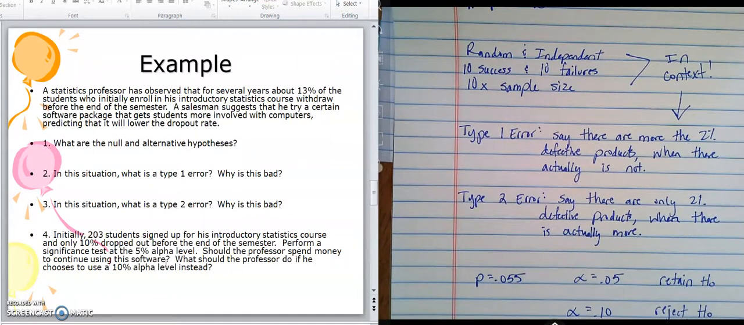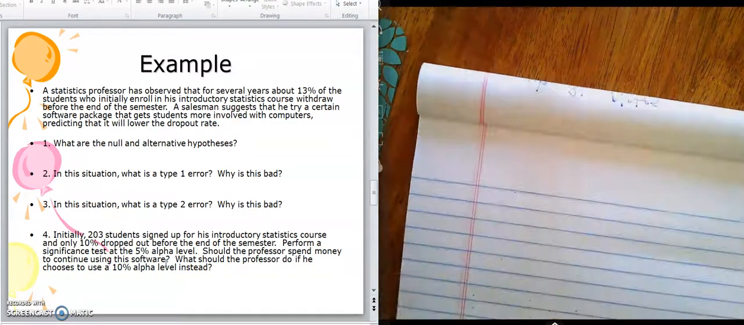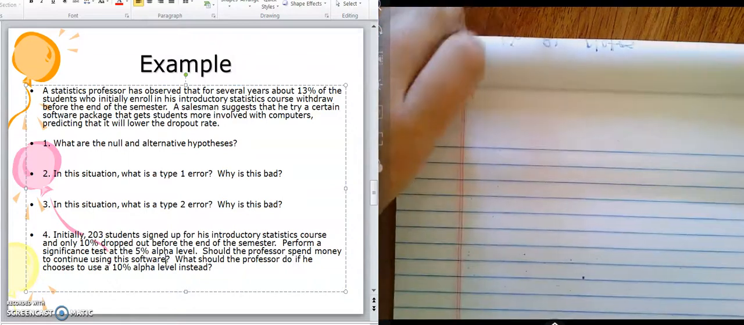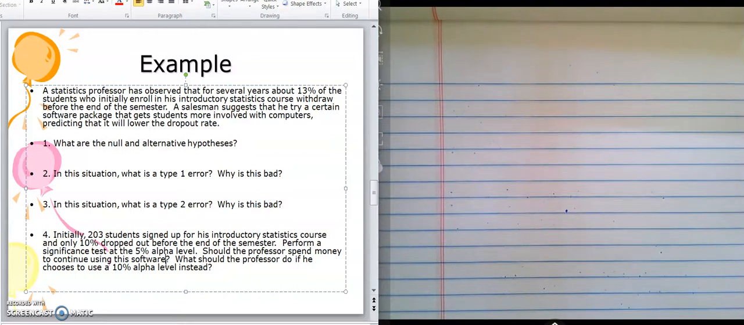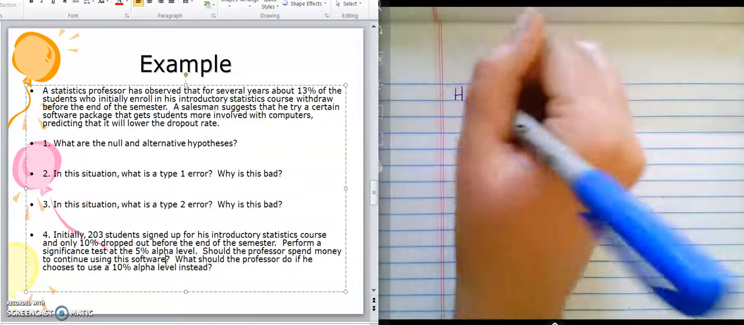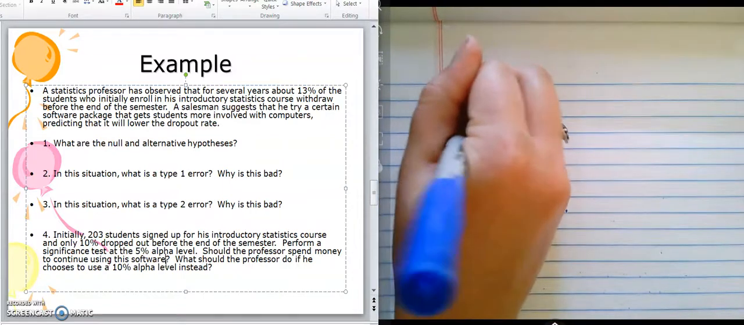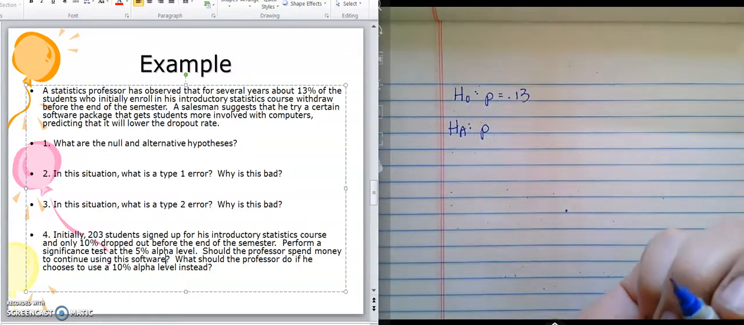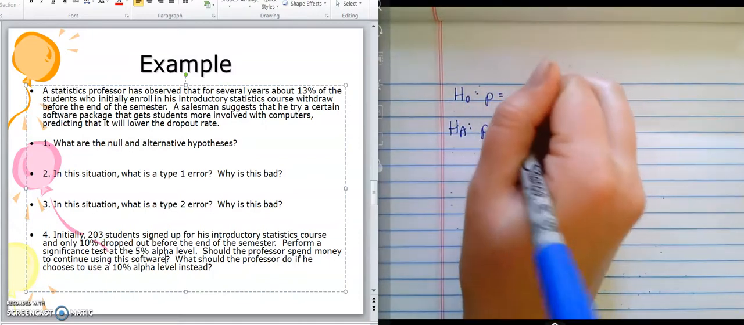All right, one more example. Flip over. It says a statistics professor has observed that for several years, about 13% of the students who initially enrolled in his introductory statistics class withdrew before the end of the semester. A salesman suggests he try a certain software package that gets students more involved with computers, predicting it will lower the dropout rate. So my hypothesis here, the null would be that P currently has a 13% dropout rate. My alternate, the salesman is saying that if I buy that software package, it's going to lower the dropout rate. So that would make it less than 0.13.